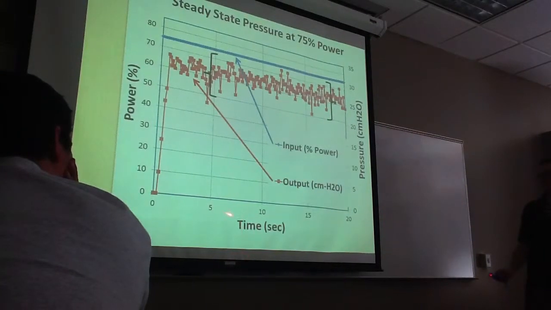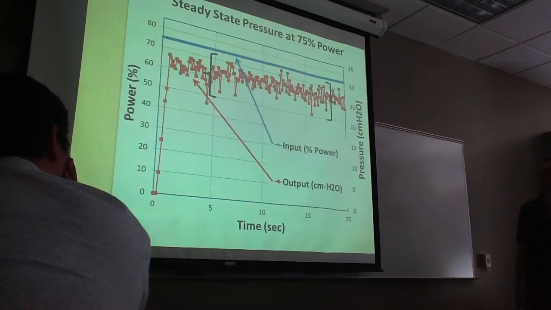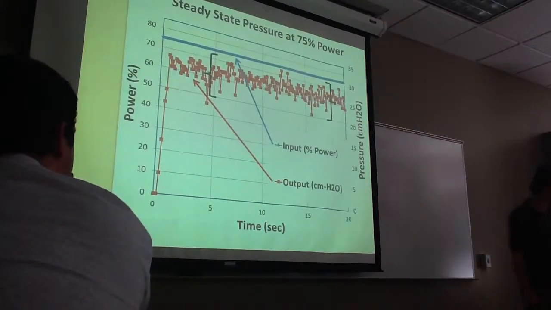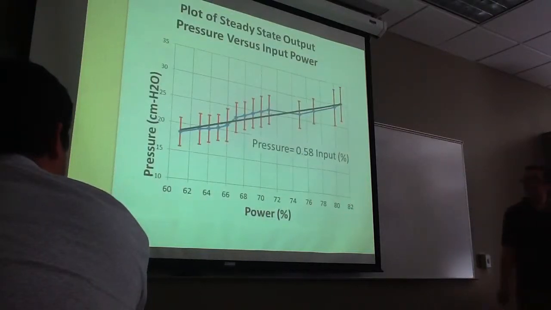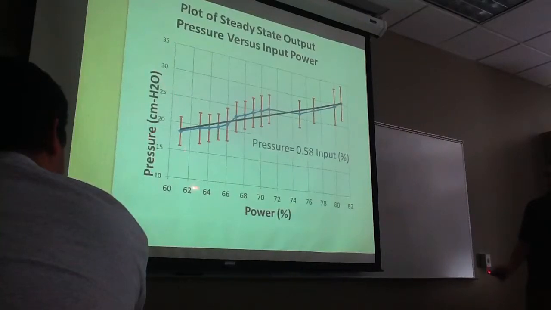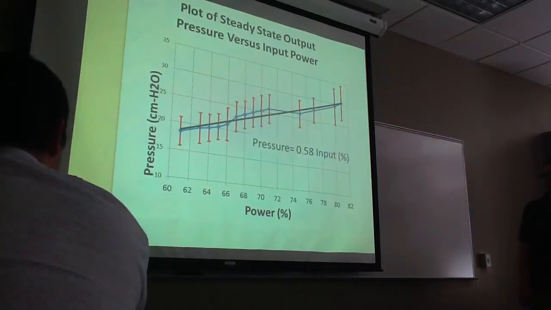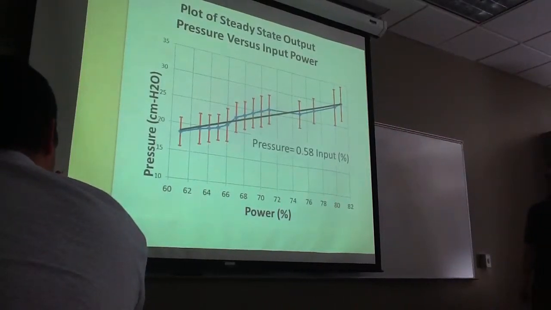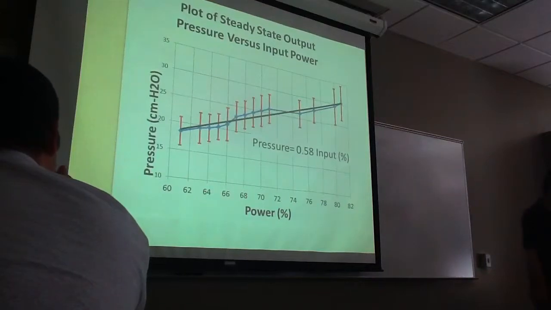Arbitrarily, we just chose a range of about 5 to 18. And this is for 75% power. And this is a plot of all of the points of our mean outputs versus our inputs. This is also presented with error bars for 95% confidence interval. Our best fit line here gives us a pressure equals 0.58 of the input percent for slope.